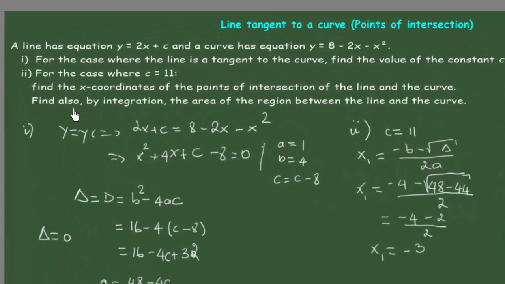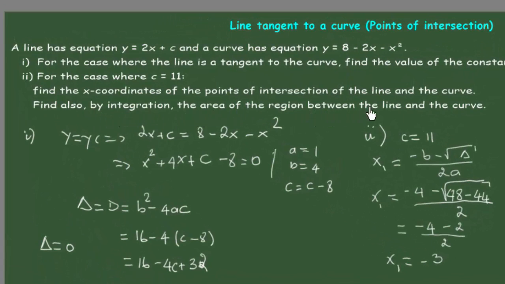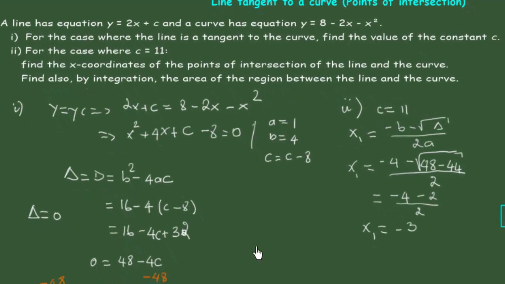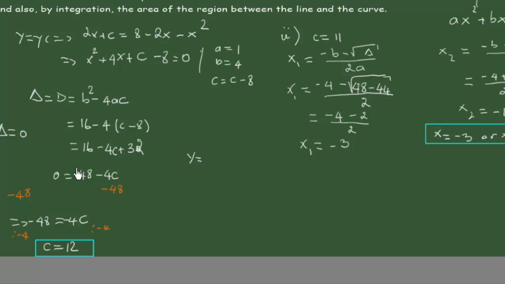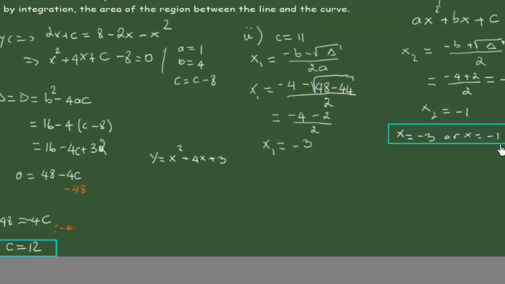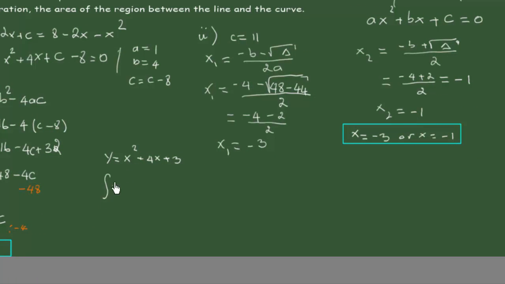Now, we also want, by integration, to find the area of the region between the line and the curve. And the equation of this area is y equals what we got here before, where we replace c by 11. This is going to give us x squared plus 4x plus 3. And this is what we're going to integrate in the interval of minus 3 to minus 1. So we say the integration from minus 3 to minus 1 of x squared plus 4x plus 3 dx. That's what we're going to integrate.